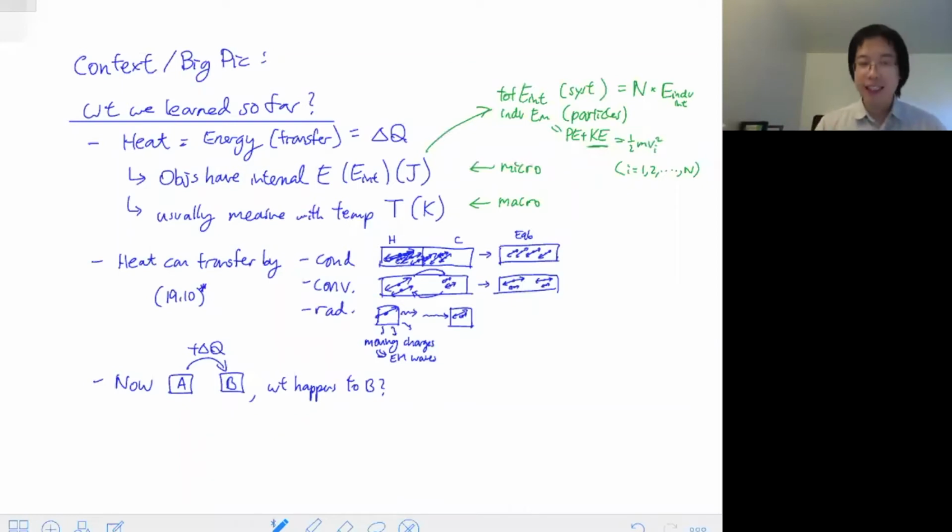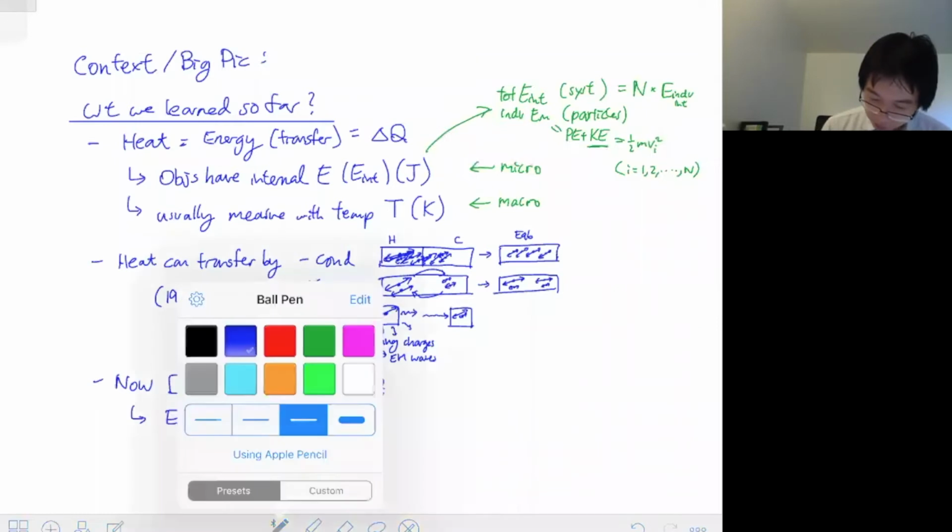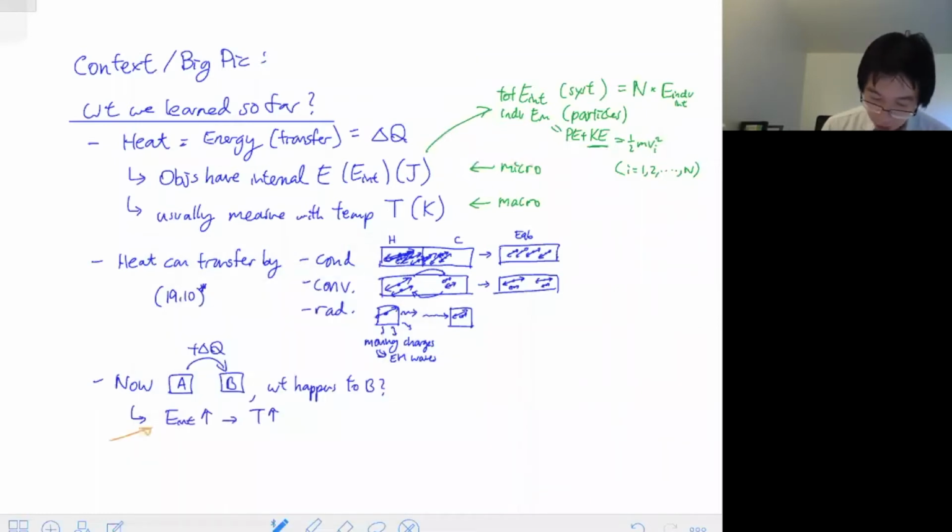So now let's zoom into B and focus on that. Well, first of all, answer number one, internal energy of B will increase, right? The internal energy of the object of interest will increase. And as we mentioned, we can't measure the microscopic energy easily, but we can measure the macroscopic variable T easily with a thermometer. So T will increase, right? So this is for all objects. All matter, this would happen, okay?